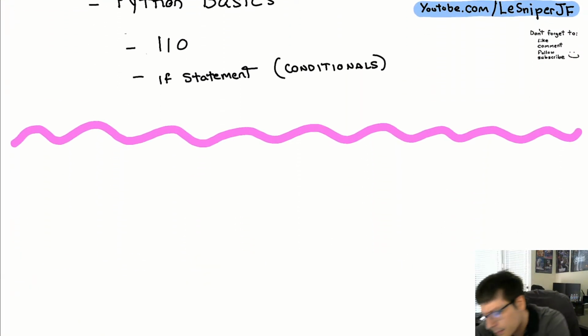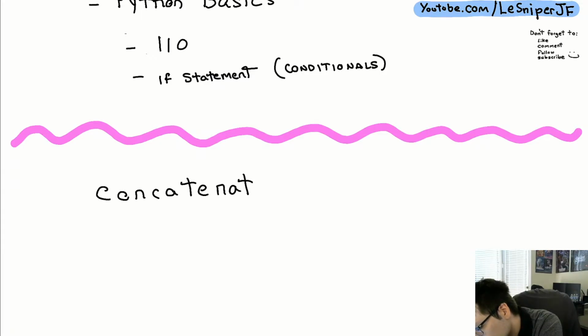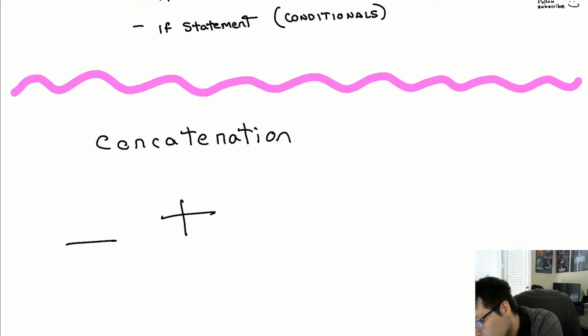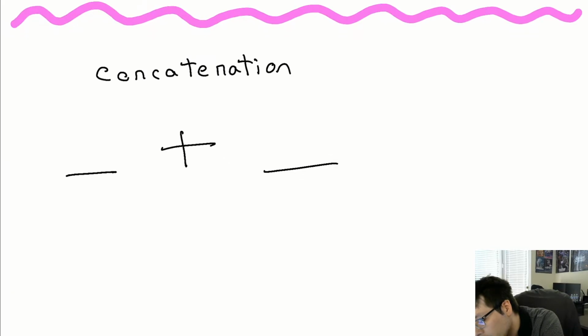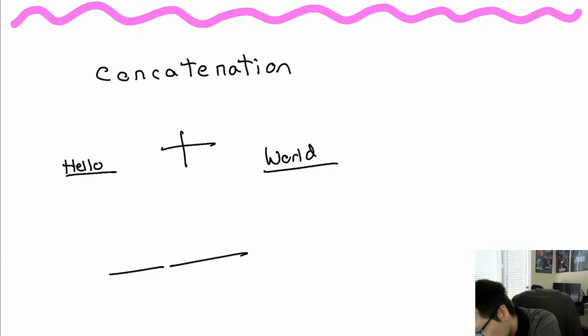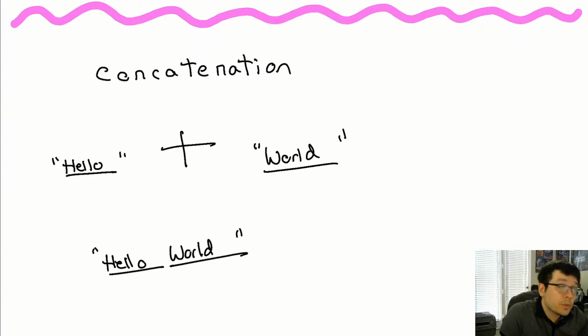So, concatenation. It's a binary operator that is going to take whatever's on the left and whatever's on the right and literally put them together. Like that, okay? That's what concatenation will do, okay?